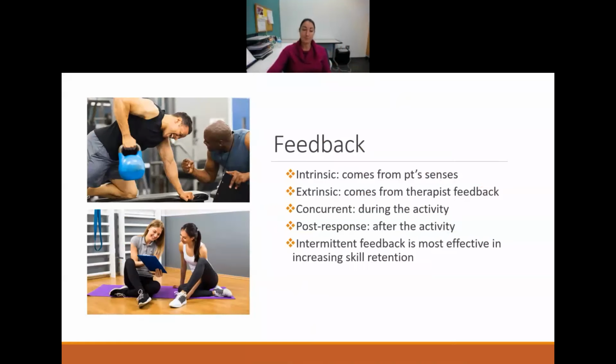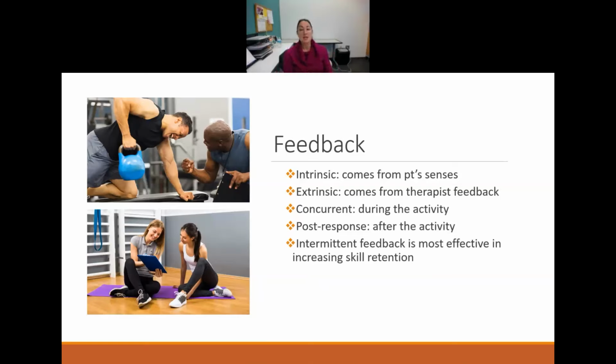With feedback, once you have done it, you need some feedback and see, how did I do? Intrinsic is from your own senses. Okay, that didn't feel right. That didn't look right. That didn't sound right. Extrinsic is from someone else. So you have a personal trainer there saying, okay, now push your butt back a little bit more in order to keep your knees behind your toes while you're squatting. Or you have a therapist saying, now pick your legs up higher in order to clear the floor every time you take a step. That's extrinsic.